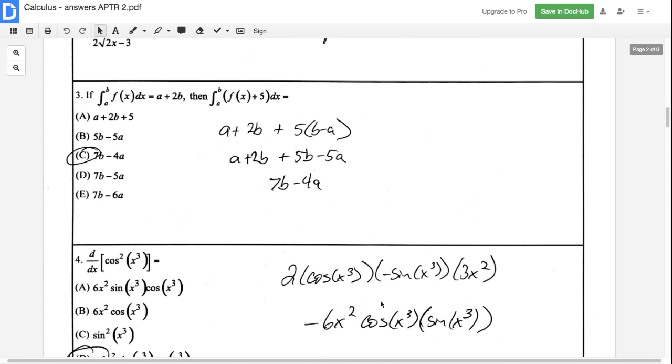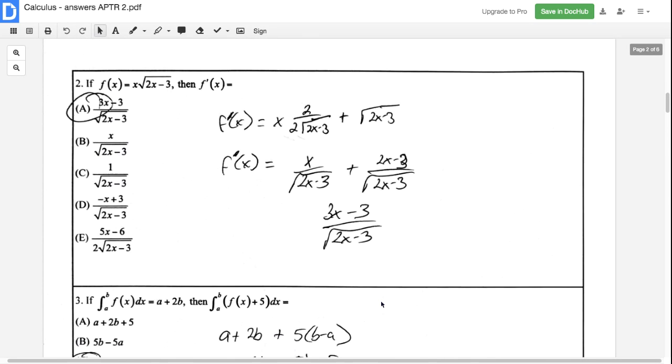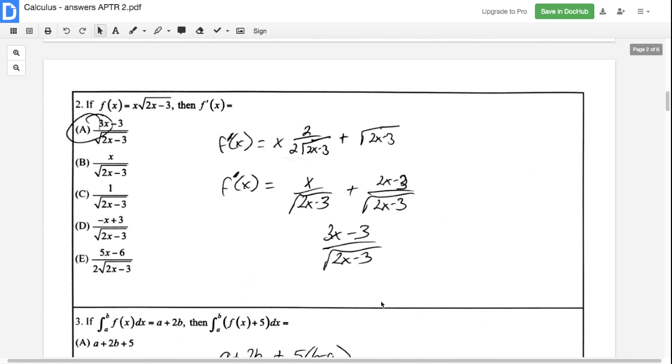All right, number 2 is just a product rule. So I've got first, I've got derivative of the second plus the second times derivative of the first. Derivative of the first is just going to be 1. My 2's reduce, and I move my x to the top. I get a common denominator. Put my like terms together. I get 3x minus 3 over the square root of 2x minus 3. So answer A.